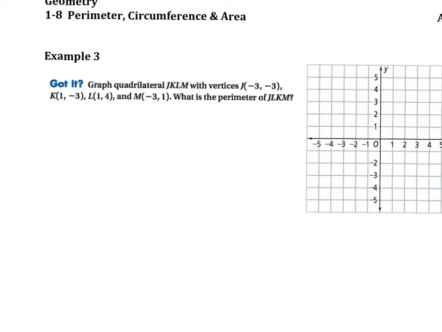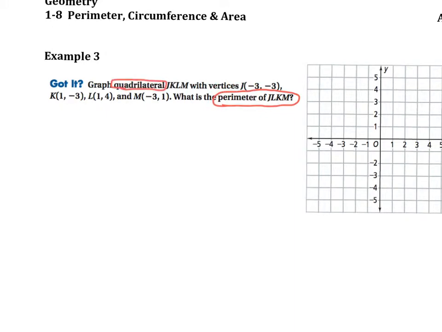For this second day that we're looking at perimeter, circumference, and area, we're going to graph a little bit and then find the perimeter based on that. So if I read through this, I'm going to graph the quadrilateral J, K, L, and M, with the vertices at these particular junctions. What is the perimeter? So clearly we see that it's a perimeter question.